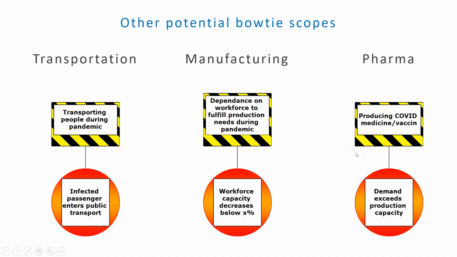And for the pharmaceutical industry, of course, producing a vaccine would be a normal part of operation. But of course, you can imagine that the top event would be the demand that will exceed that certain production capacity. So these are some examples of more specific business bow tie scopes. So that was actually what I wanted to share with you today.